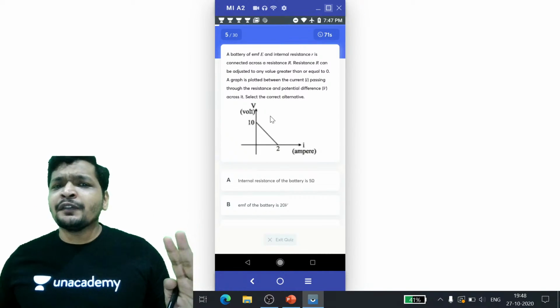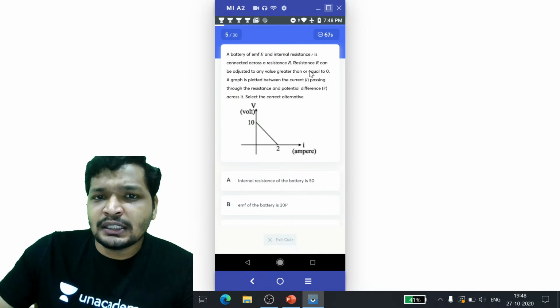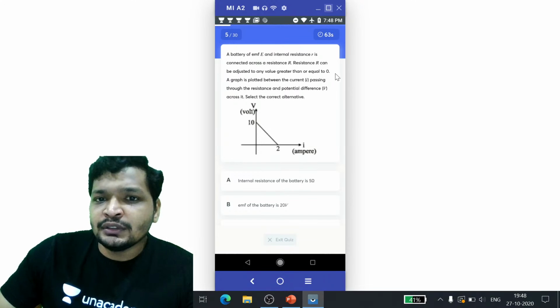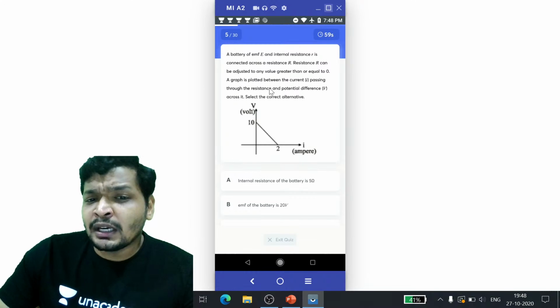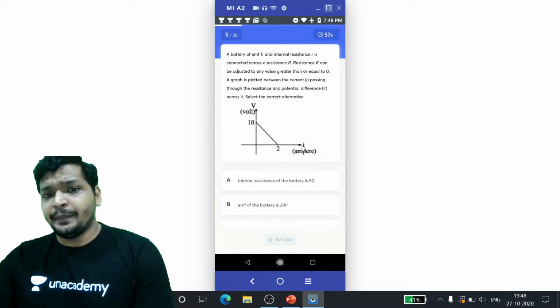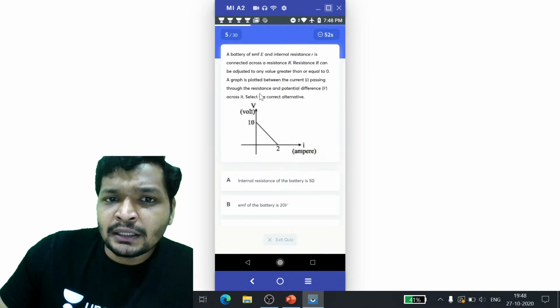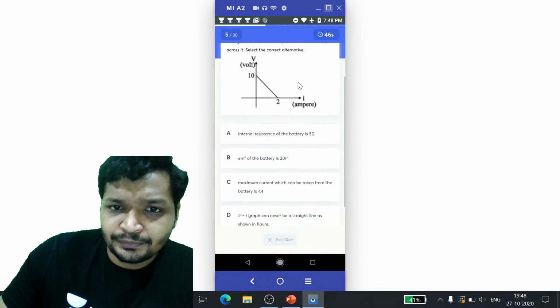A battery of EMF E and internal resistance r is connected across a resistor of resistance R. The resistance R can be adjusted to any value greater than or equal to 0. Okay, the graph is plotted between V on the y-axis and I, where I is the current passing through the resistance and V is the potential difference. Select one or more of the correct options.